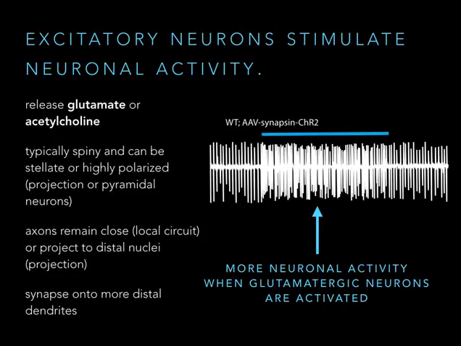So glutamate and to some degree acetylcholine, these are excitatory neurotransmitters. Glutamate is by far the most common excitatory neurotransmitter in our central nervous system. Usually excitatory neurons will have spines on their dendrites. They can have a number of different shapes. Some can be stellate, but you're going to see pyramidal neurons, those ones that have very well-defined but very few primary dendrites. You'll find some local circuit excitatory neurons. You'll also find projection neurons as well.